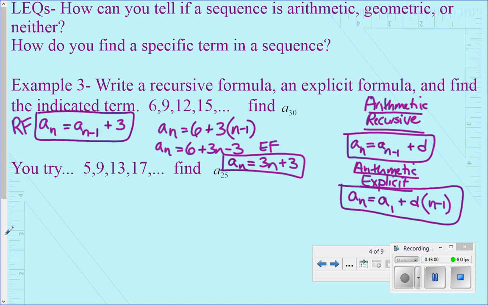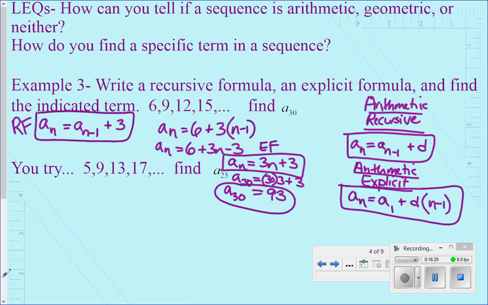On the other hand, the explicit formula helps me know the explicit term that I'm looking for, which is the 30th term. So I can just substitute 30 in and do 30 times 3 and add 3, which gives me 93. So I write a sub 30 equals 93. And 30 is, or the 30th term is 93. So let's do the same thing on this one.